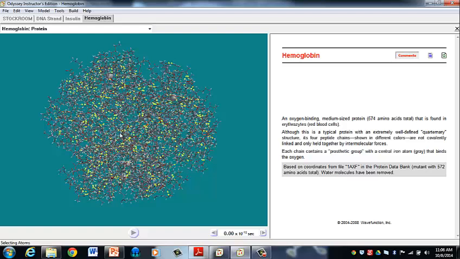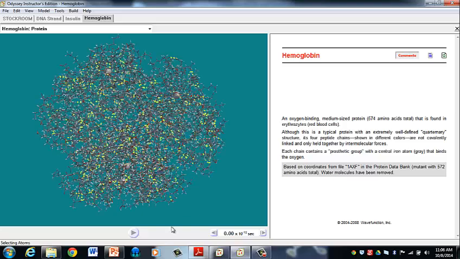So the student question is, why are there so few iron ions? Well, there are 4 of them in this molecule, and I don't know. That's the number that nature came up with for our hemoglobin molecules.